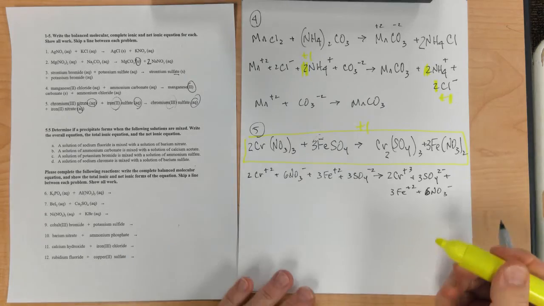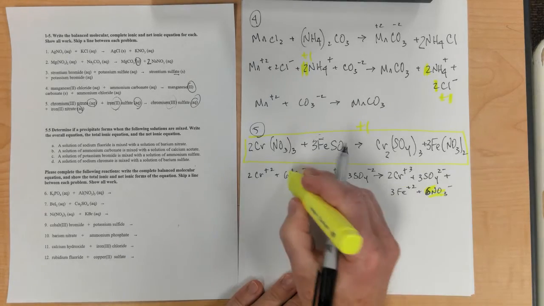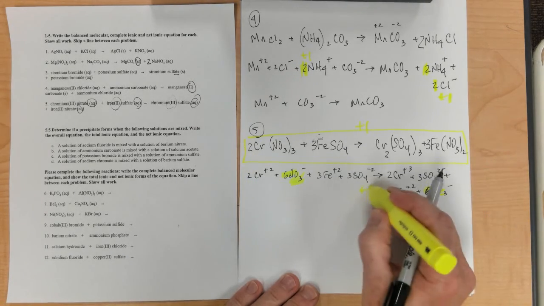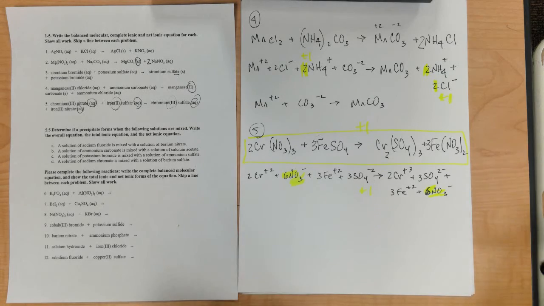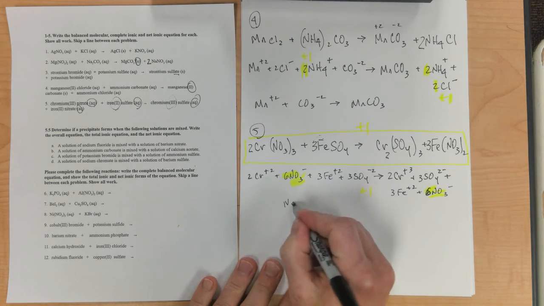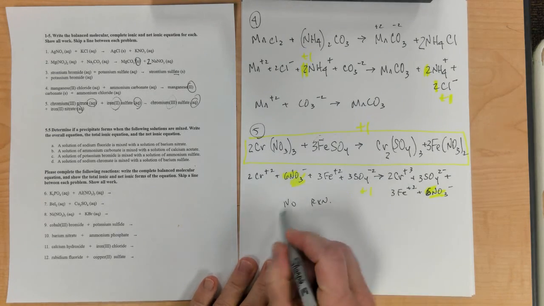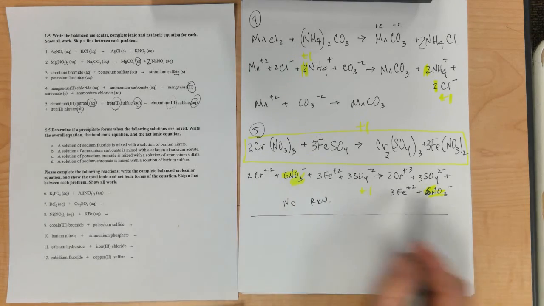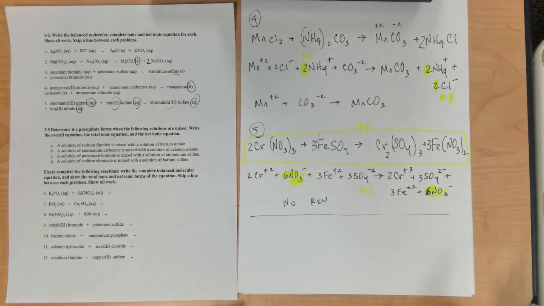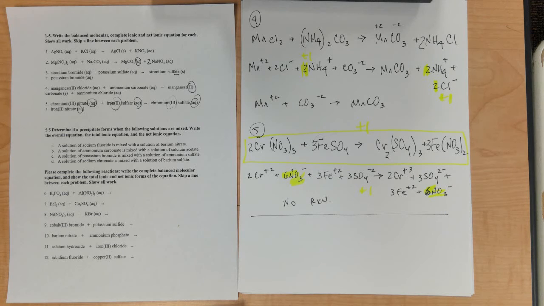All right, the second point is to make sure that you have the 6 in front of the NO3 minuses on both sides. And then you see that everything cancels out, so this one really has no reaction that takes place because there's nothing that ends up making a precipitate. So it's not a precipitation reaction per se, because no precipitate forms.